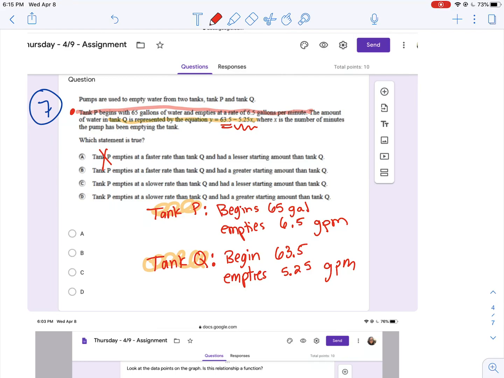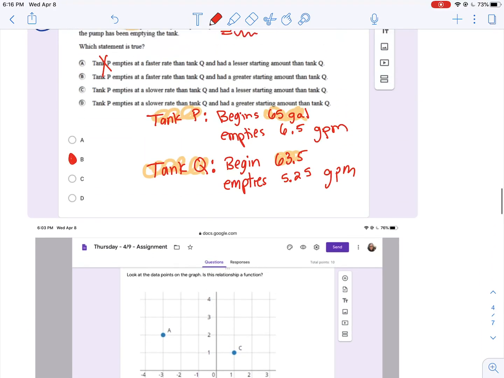So let's read answer B. Tank P empties at a faster rate than tank Q. Tank P empties faster than tank Q. That's true. And has a greater starting amount than tank Q, which it does. So my answer there is going to be B. I don't even have to worry about reading the other ones because I found the correct answer.